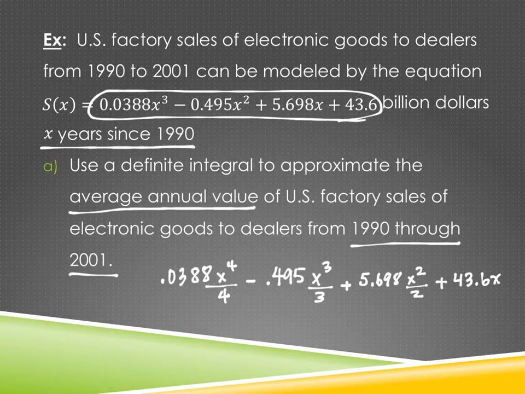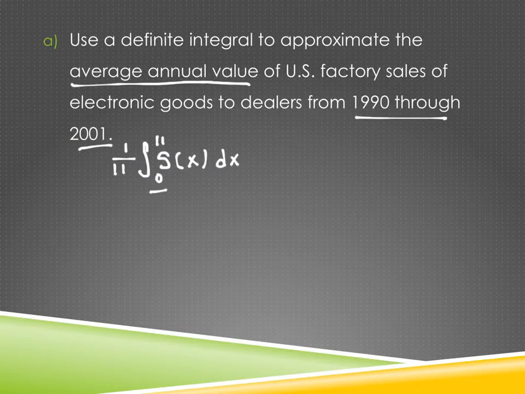Now, here's the catch. The plus a constant's not actually going to matter because this is finding an average between the two values. So we don't have to worry about the plus the constant on this particular one, okay? So it's not a concern. And it has to do with the fact that we're going to be evaluating this between 0 and 11. So it would actually cancel itself out. So let's take a look.